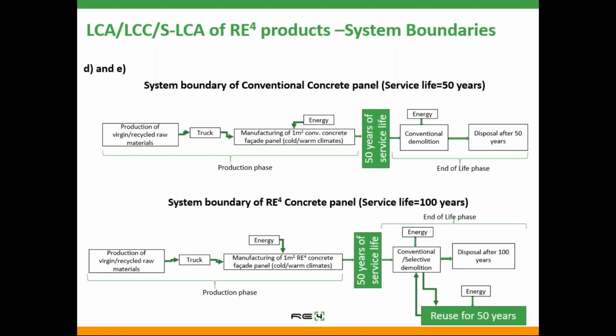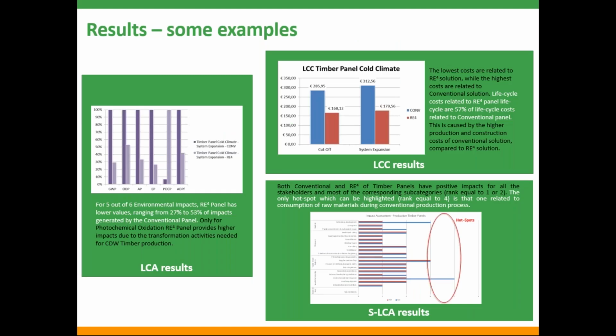For all the panels, the system boundary is realized. And as an example, this slide shows the system boundaries for the conventional and RE4 solutions of the compact panels, considering the two different allocation methodologies. For this analysis, production and end-of-life phases are considered, including the transport and the energy inputs. So the environmental, economic, and social impacts have been evaluated for the six panels in their conventional and RE4 versions, according to the methodologies described before.